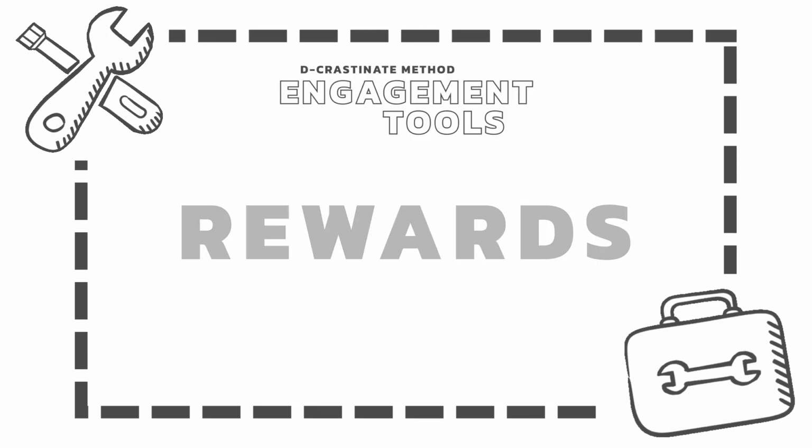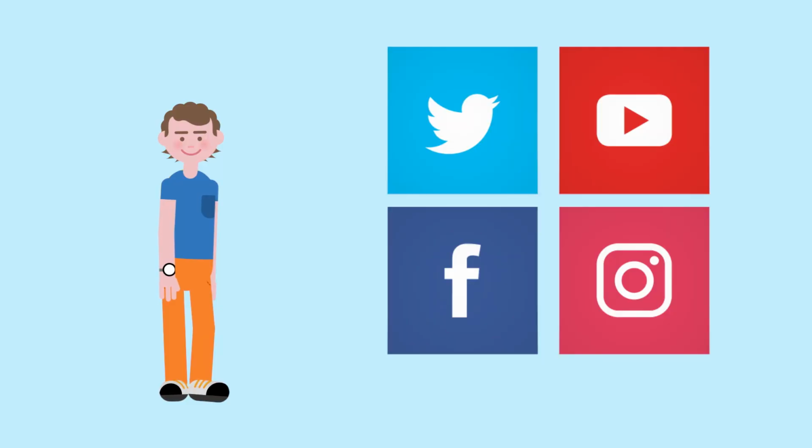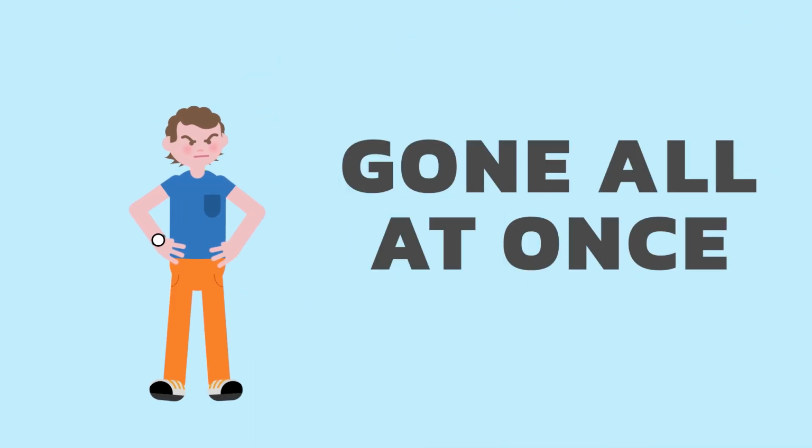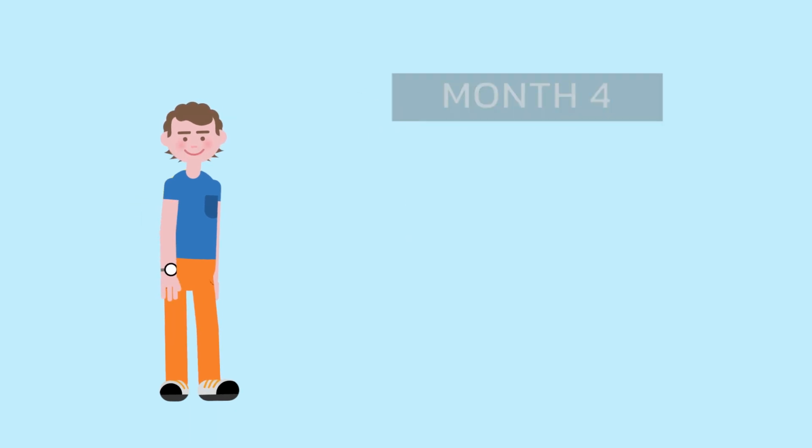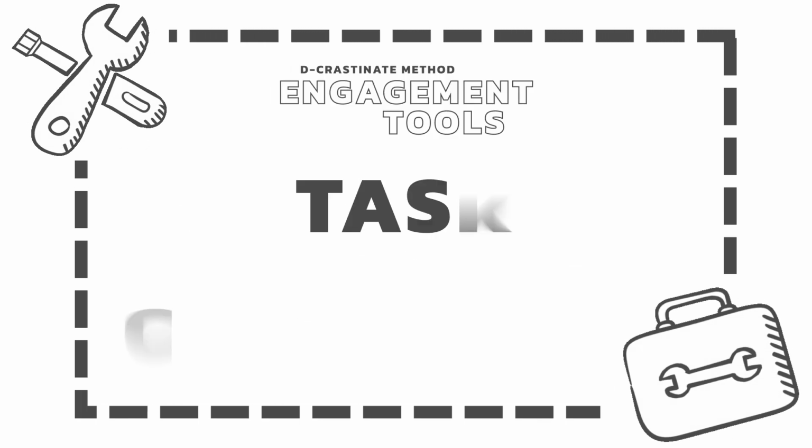The second tool is reduction. Instead of trying to do everything at once, for example, quitting Twitter and quitting Instagram, quitting Facebook all at the same time, chop them up into small goals so you can have more space for more victories and more milestones to achieve. The last engagement tool is task commitment.